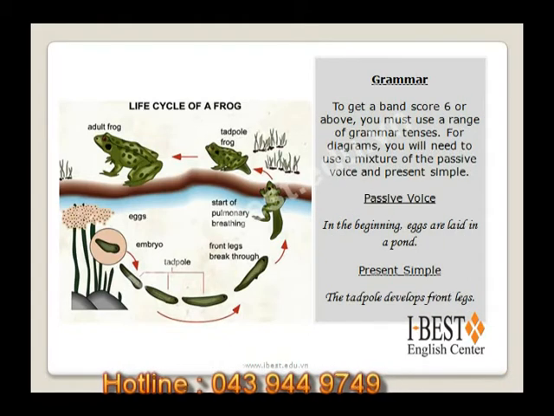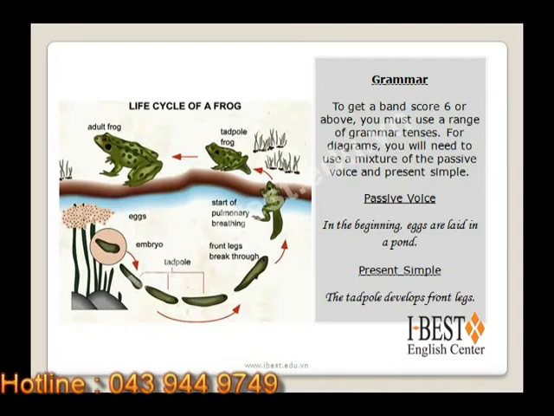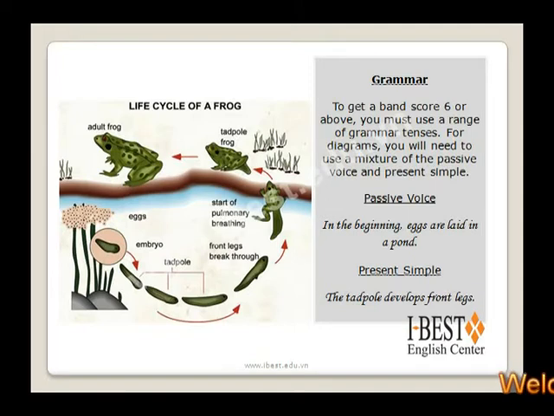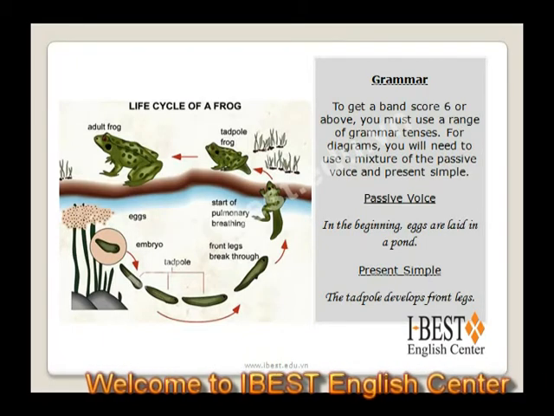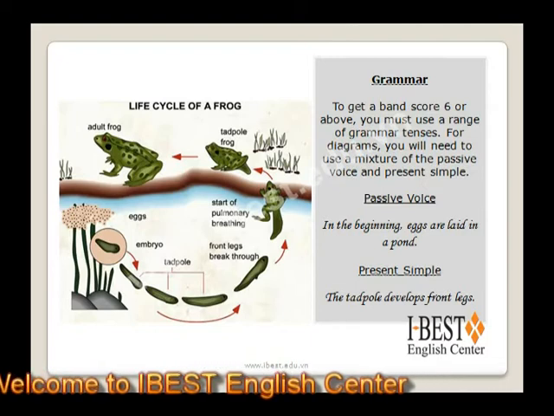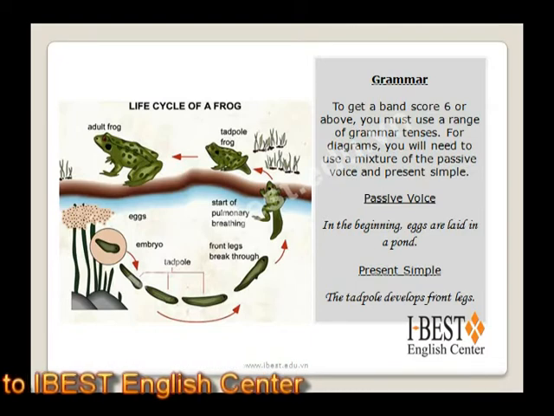Looking at grammar, if you're aiming for a band score 6 or above, you need to show the examiner a range of grammar tenses. For diagrams, you'll need to use a mixture of the passive voice and present simple. Here's an example of the passive voice. In the beginning, eggs are laid in a pond. Are laid is the passive voice. You'll also need to use the present simple. Here is an example. The tadpole develops front legs.